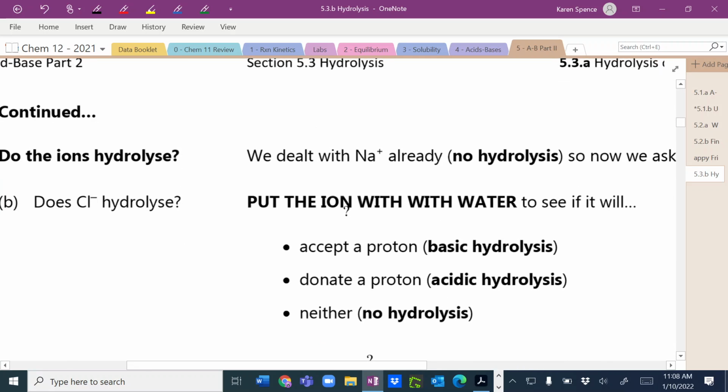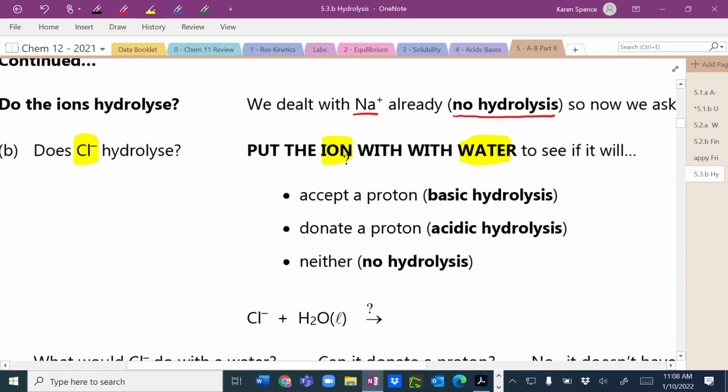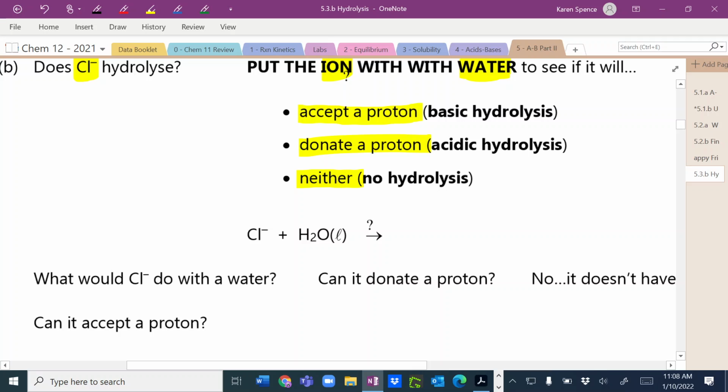So do the ions hydrolyze? We just dealt with the Na+, and we said it did not hydrolyze, so there was no hydrolysis of the cation. So now we're going to look at the anion. We're going to look at our Cl-, and we're going to put the ion with water. So we're going to see, will it accept a proton, will it donate a proton, or will it do neither? Well, what do we get if we put Cl- with H2O?